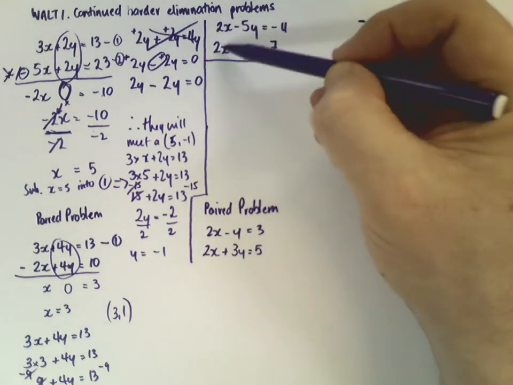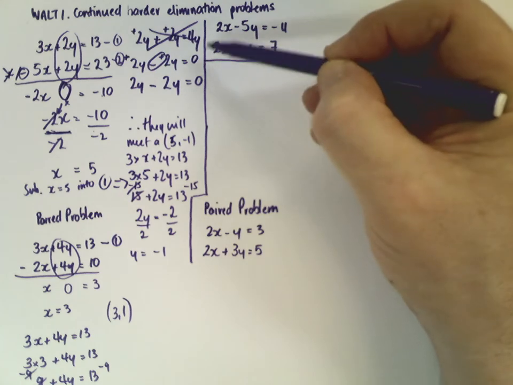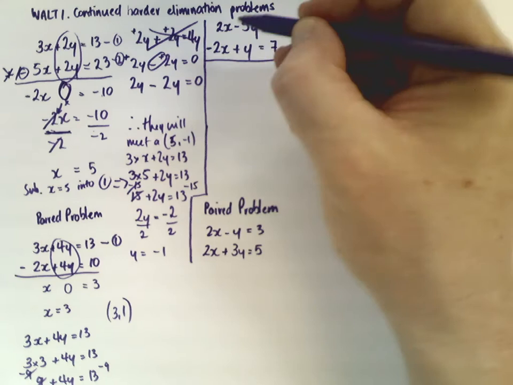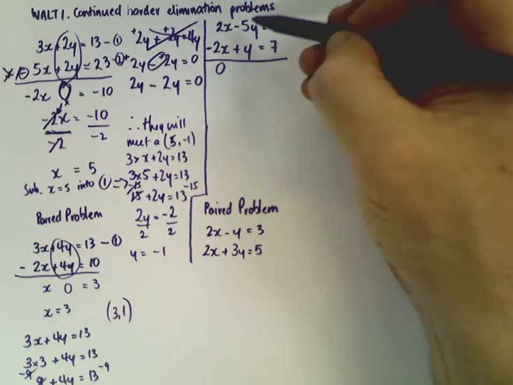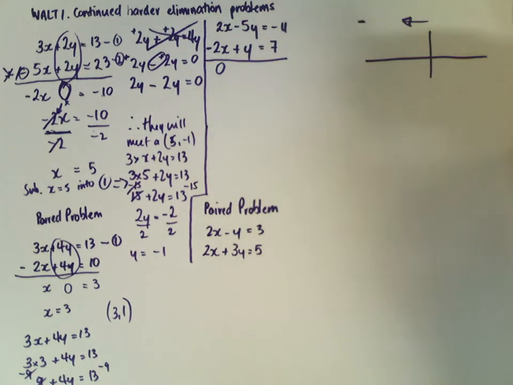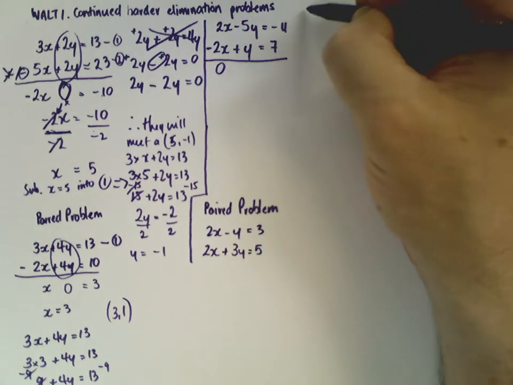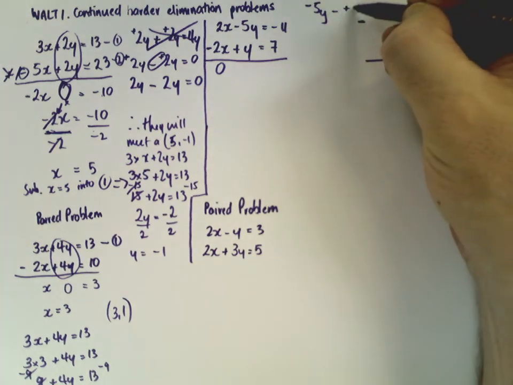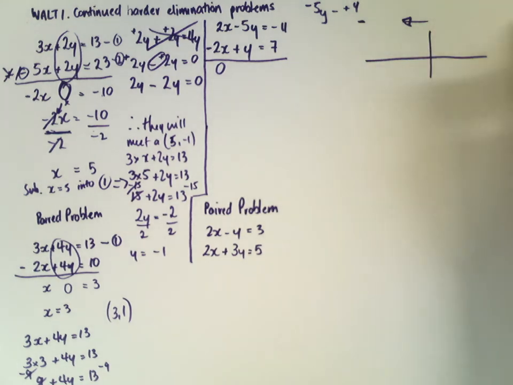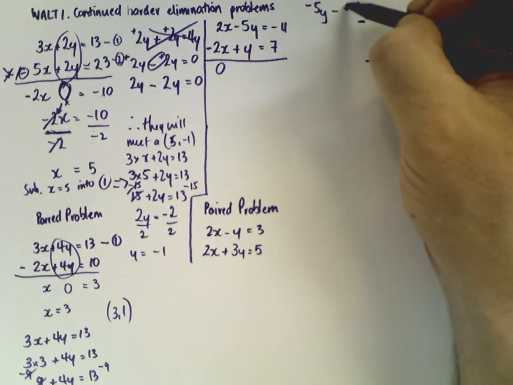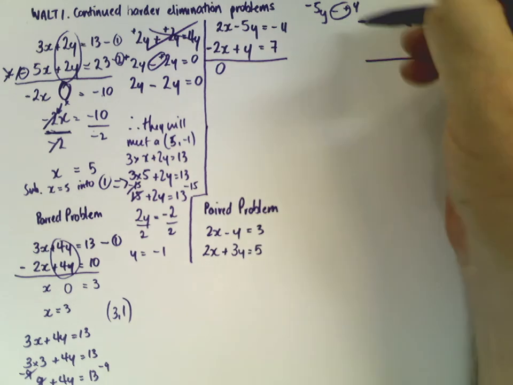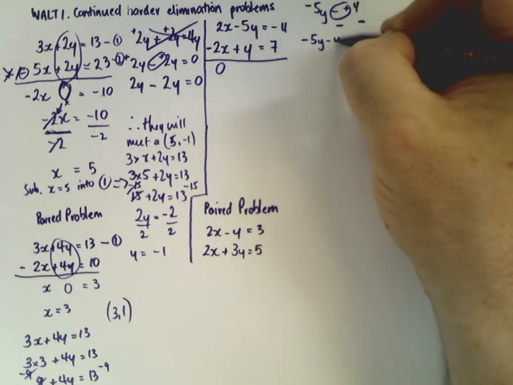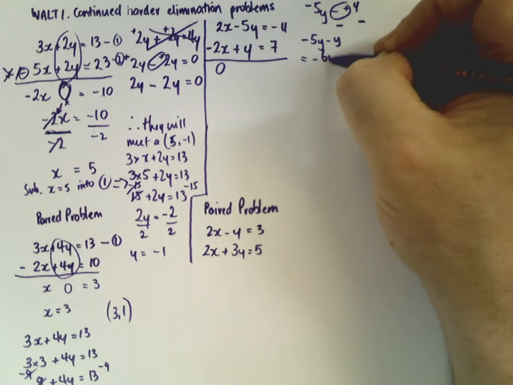Well, 2x plus 2x is 4x, so that doesn't work. So how about 2x take away 2x? Well, that will work. That will give me 0. But then I've got to deal with this. So negative 5y take positive y. Well, remember when we were looking at the number line before, we realised that this means we're going to be walking in the negative direction. So negative 5y minus y is going to end up giving us negative 6y.